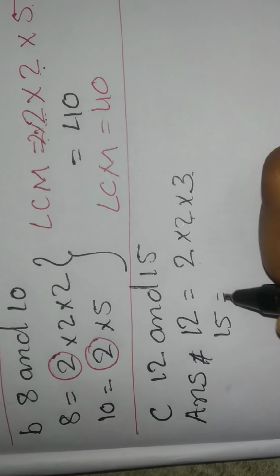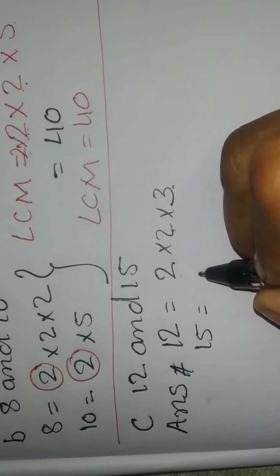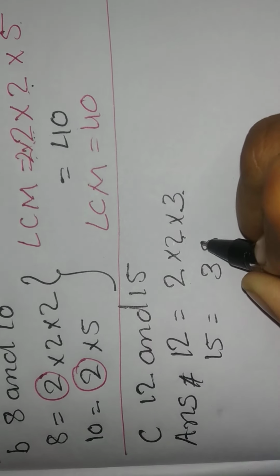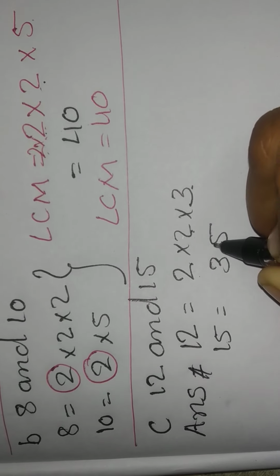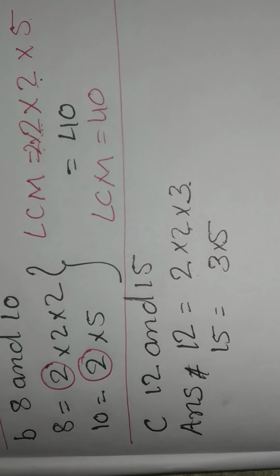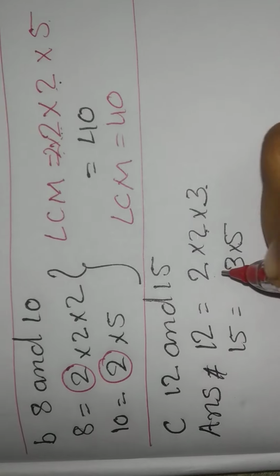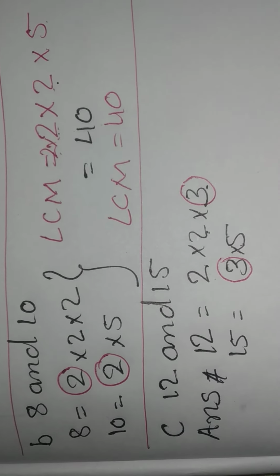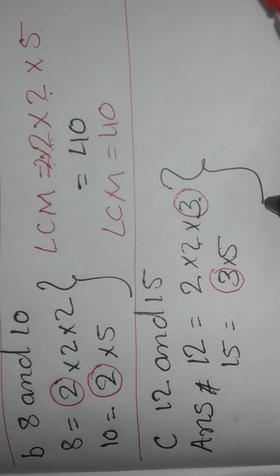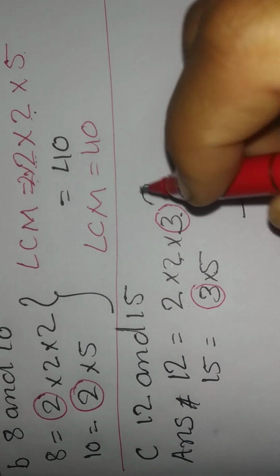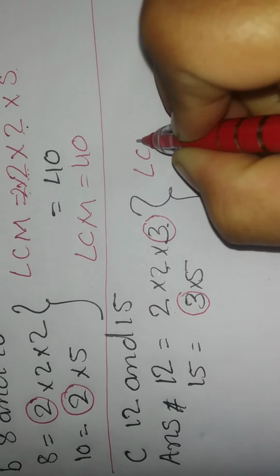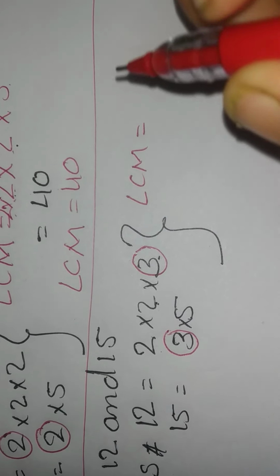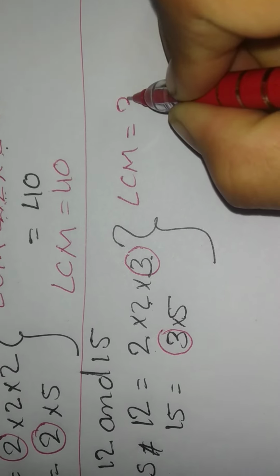15 is equal to 3 5s are 15. So in this, the common factor is only 3. Correct? But here we have to write LCM is equal to common factors and non-common factors. So first we have to write the common factor, which is 3.